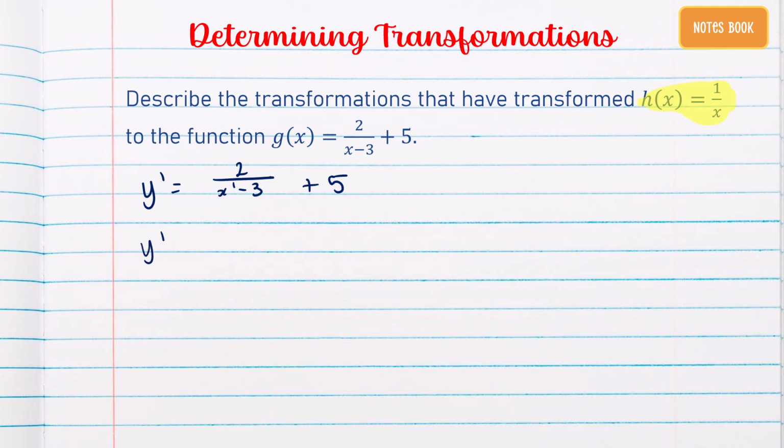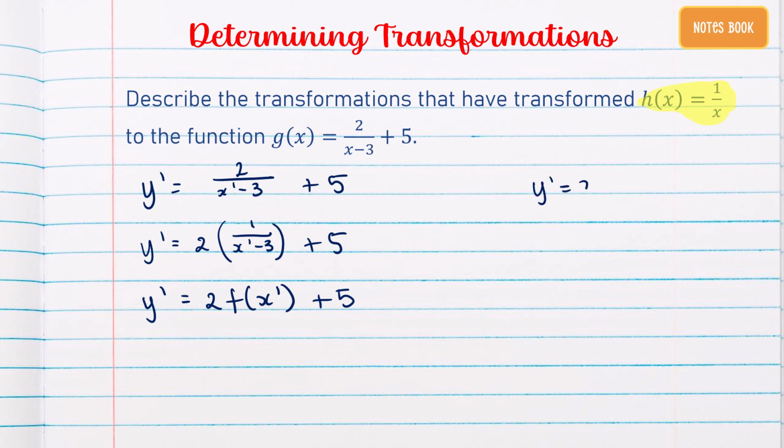Pulling things out from here, I've got y prime, and I'm going to pull that 2 out from there, and that becomes 1 on x prime minus 3 plus 5. Then I can write this out as y prime is equal to 2 of f of x prime plus 5. And so what I can see here is that y prime has gone through 2y plus 5.